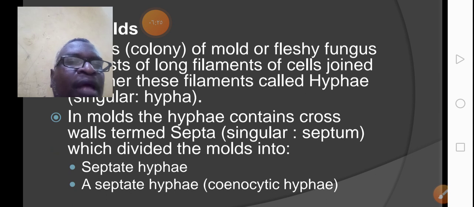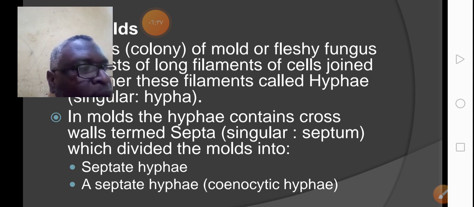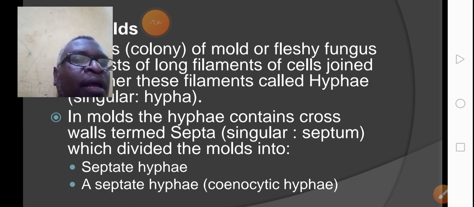In a mold, the hyphae may contain cross walls. If the hyphae have septations, singular septum, that means a dividing line inside, separating the cells by cell wall or septum. We call these septate hyphae, and there are also other types of hyphae.